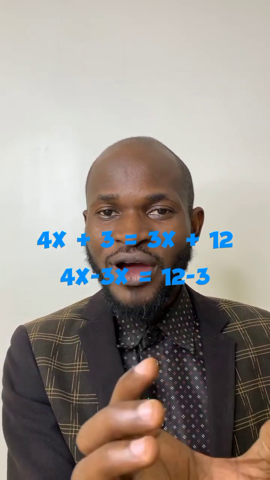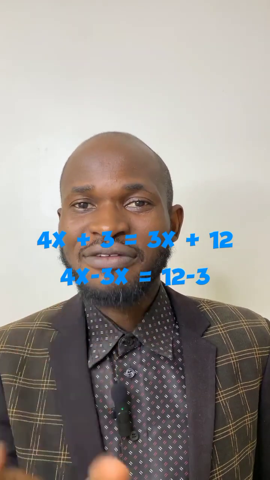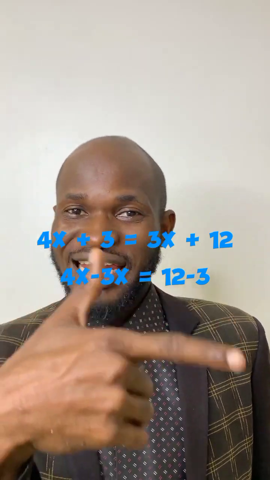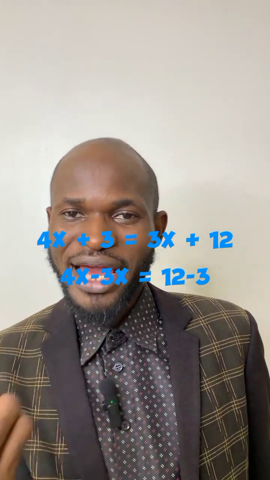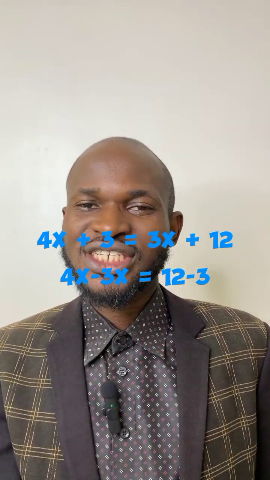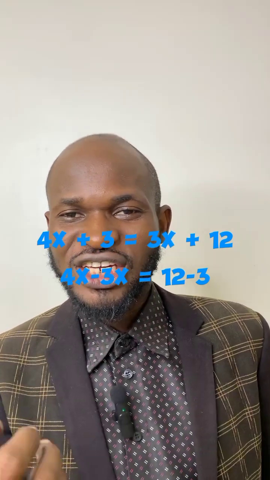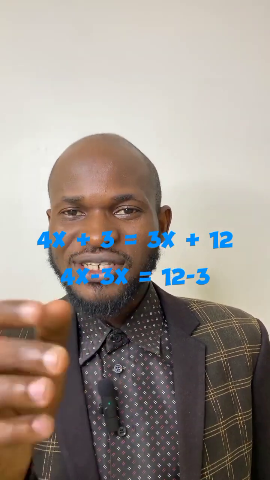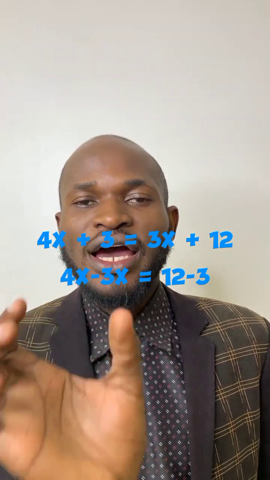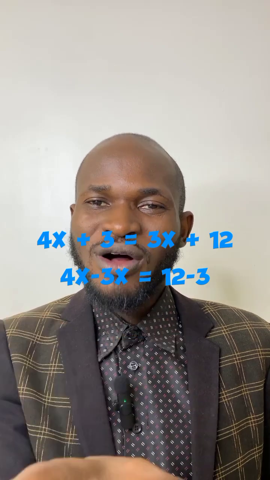So you now have 4x minus 3x at the left-hand side of that equation, while you now have 12 minus the 3 that was positive at the left, that is coming to the right now, is now minus, because it crossed over. Once you cross, your sign changes. If it was plus, it becomes minus. If it was minus, it becomes plus. Simple! So now we are having 4x minus 3x is equal to 12 minus 3.